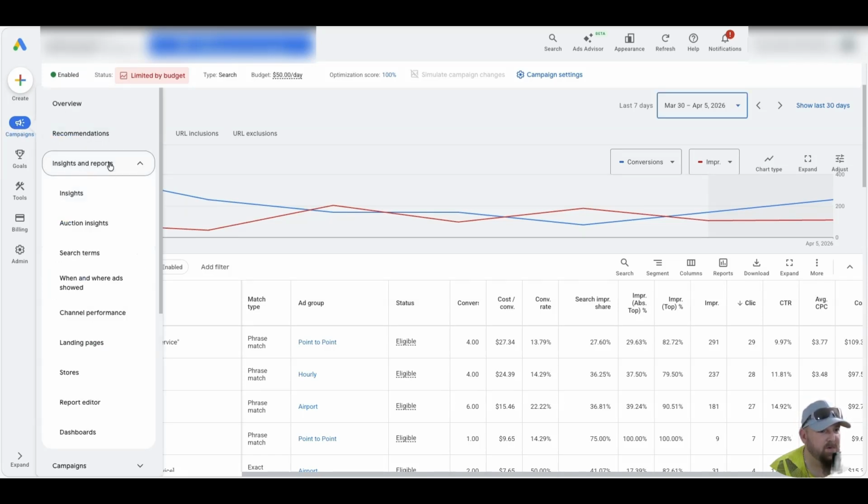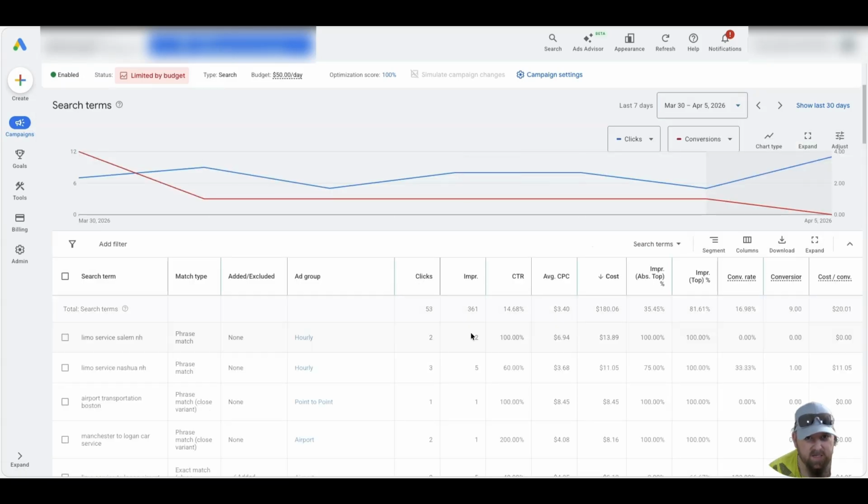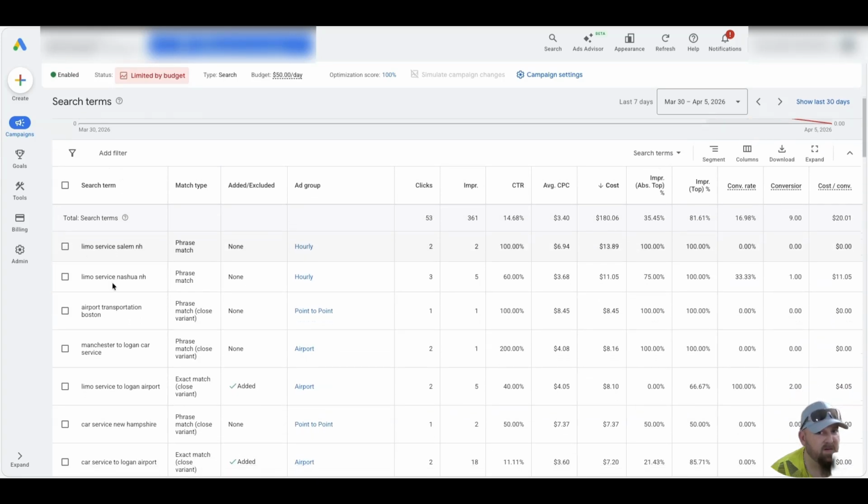So to get to your search term report, you go to your campaign section over here. It's under Insights and Reports, and then Search Terms. I like to sort this by cost because I want to know what's costing the client money. And then it's just working down the list and seeing what's relevant. This is a car service. They do chauffeured airport rides, limousine rentals, party buses, all of that kind of stuff.